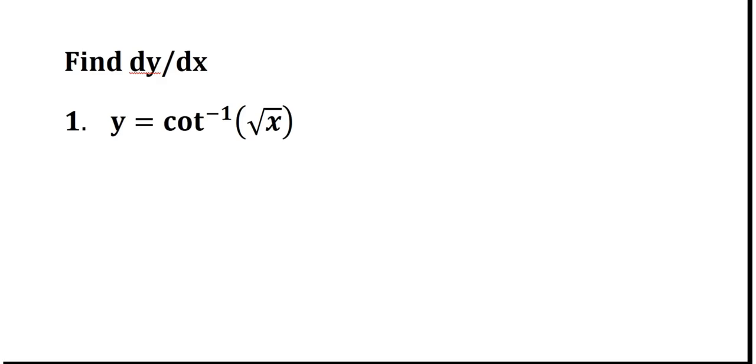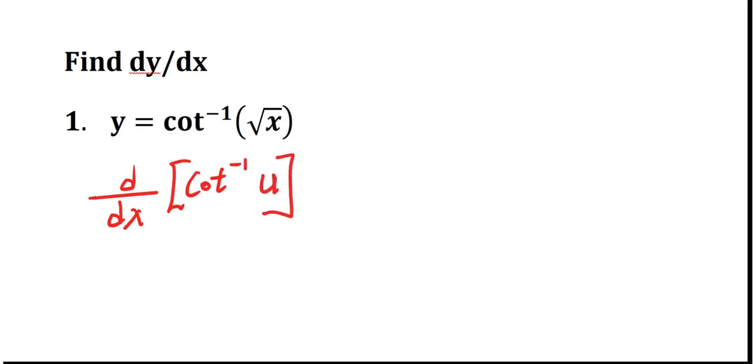Alright, let's get started. To solve this question, first we introduce the formula, which is d/dx of arccot(u) equals negative 1 over 1 plus u squared times du/dx.